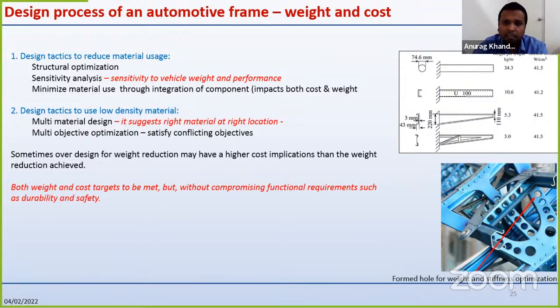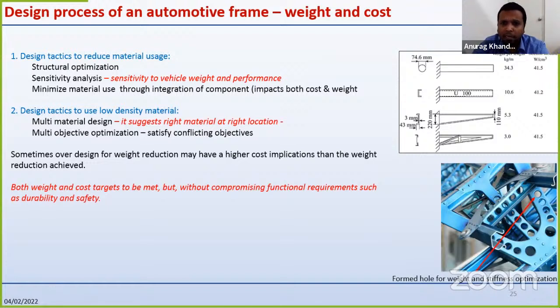Then sensitivity analysis: what we do is find components in the vehicle which have the highest impact on the weight but very low impact on the performance. So we can reduce the section properties and reduce some weight in them. Then we find a component which has the highest impact on the performance, and with a slight improvement on that we can neutralize the system and finally achieve a weight reduction.